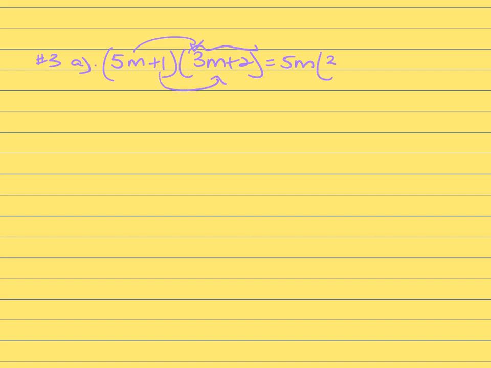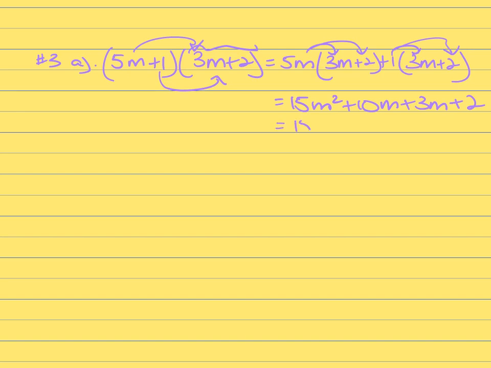Alright, number 3. Number 3a. Find the product of the following, simplifying your answer. So 5m plus 1 by 3m plus 2. That means 5m by this bracket and 1 by this bracket. So 5m by 3m plus 2 plus 1 by 3m plus 2. And we expand each bracket now. So we'll get 15m squared plus 10m plus 3m plus 2, which gives us 15m squared plus 13m plus 2.